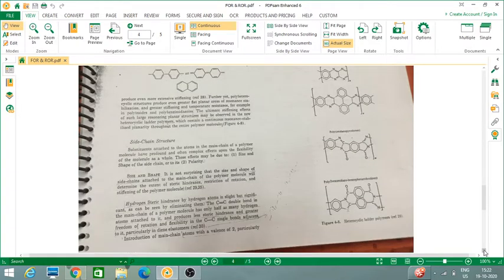Substituents attached to the atoms in the main chain of a polymer molecule have profound and often complex effects upon the flexibility of the molecule as a whole. These effects may be due to, first, size and shape of the side chain, and second, polarity. Size and shape: it is not surprising that the size and shape of side chain attached to the main chain of a polymer molecule will determine the extent of steric hindrance, restriction of rotation, and stiffness of the polymer molecule.